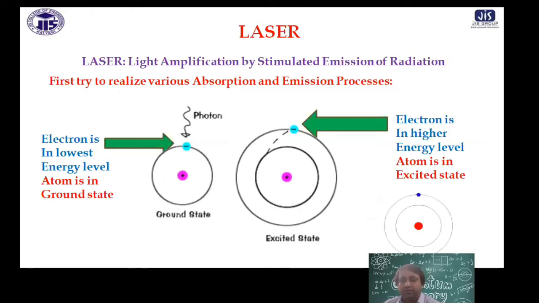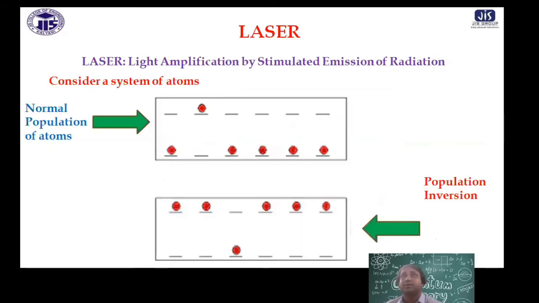If an electron is in the lowest energy state, then the atom is in the ground state. And you keep this in mind because we will talk about a medium, which means a lot of atoms are there. If the electron is in a high energy state, the atom is in an excited state. Now, these are the system of atoms, the concept of normal population and the concept of population inversion. Normal population means more atoms in the ground state, and population inversion means the opposite.